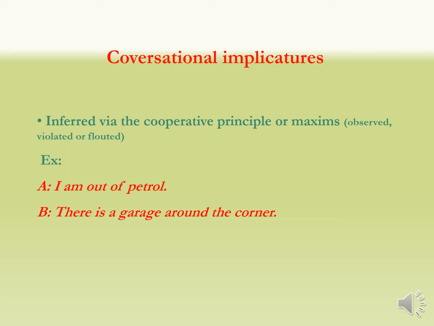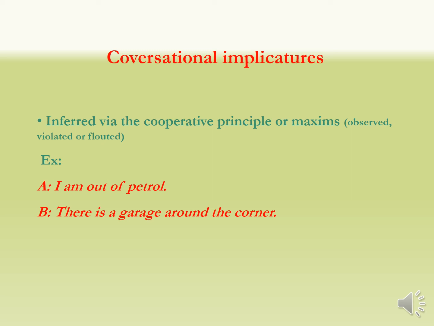Or: there is a garage around the corner. So, I am out of petrol. Again, you have the two concepts of conversational implicators being utilized. The first one is that I am out of petrol. Actually, he is not out of petrol; actually, his car is out of petrol. So it's the implication that he has a car. But if we don't look over the second statement, there is a garage around the corner.